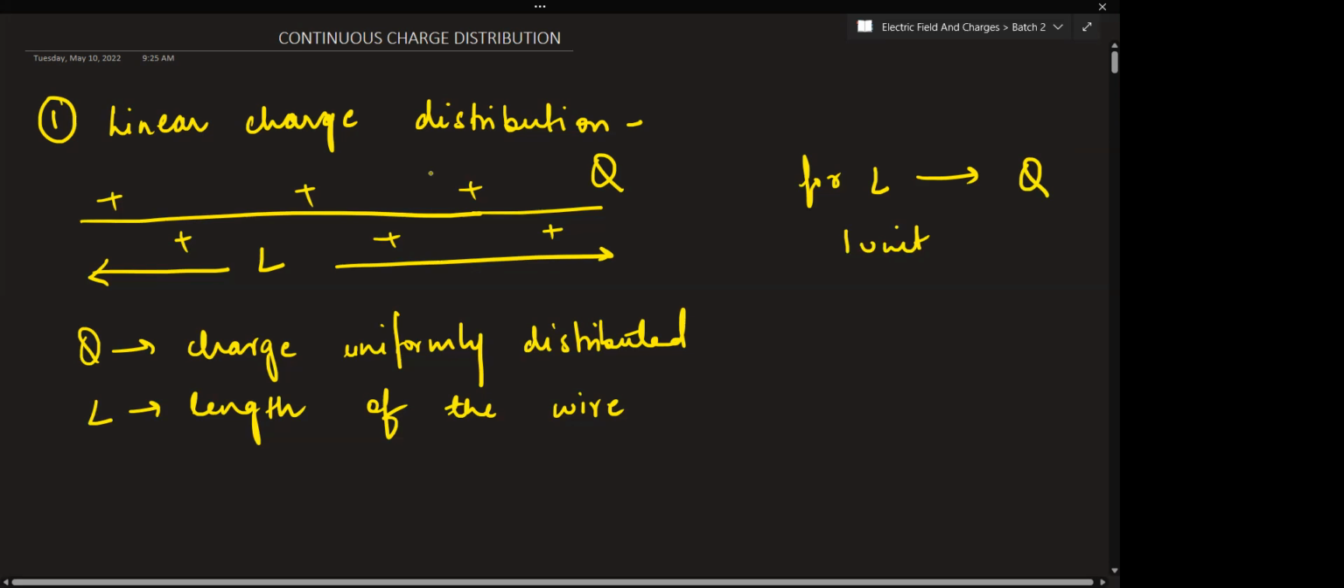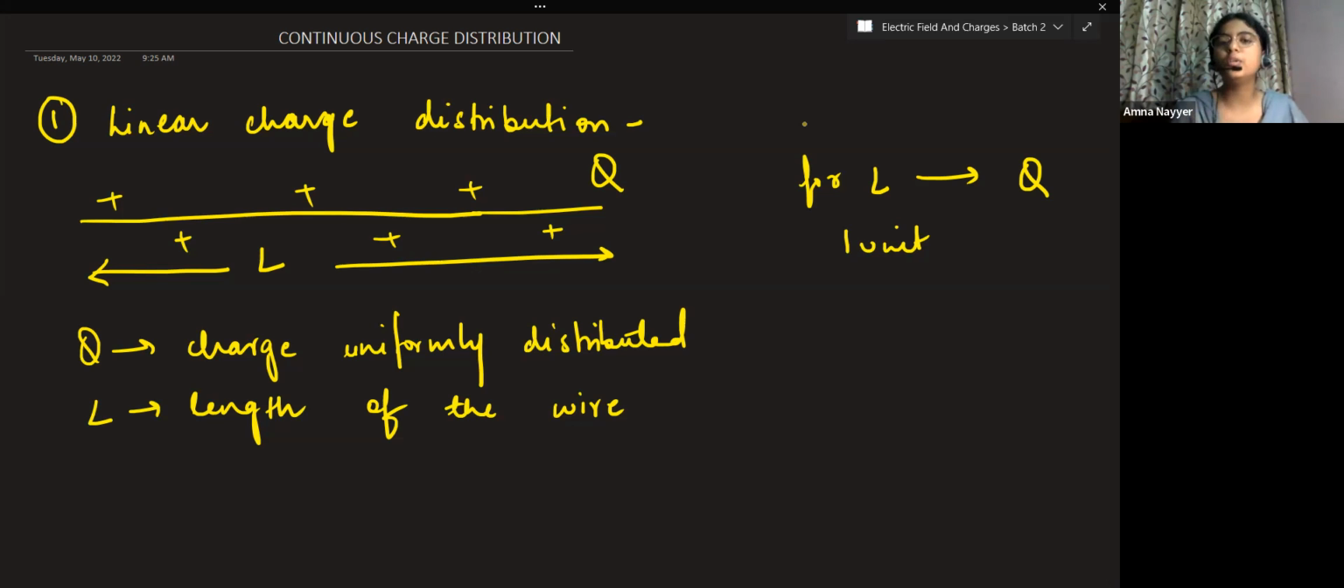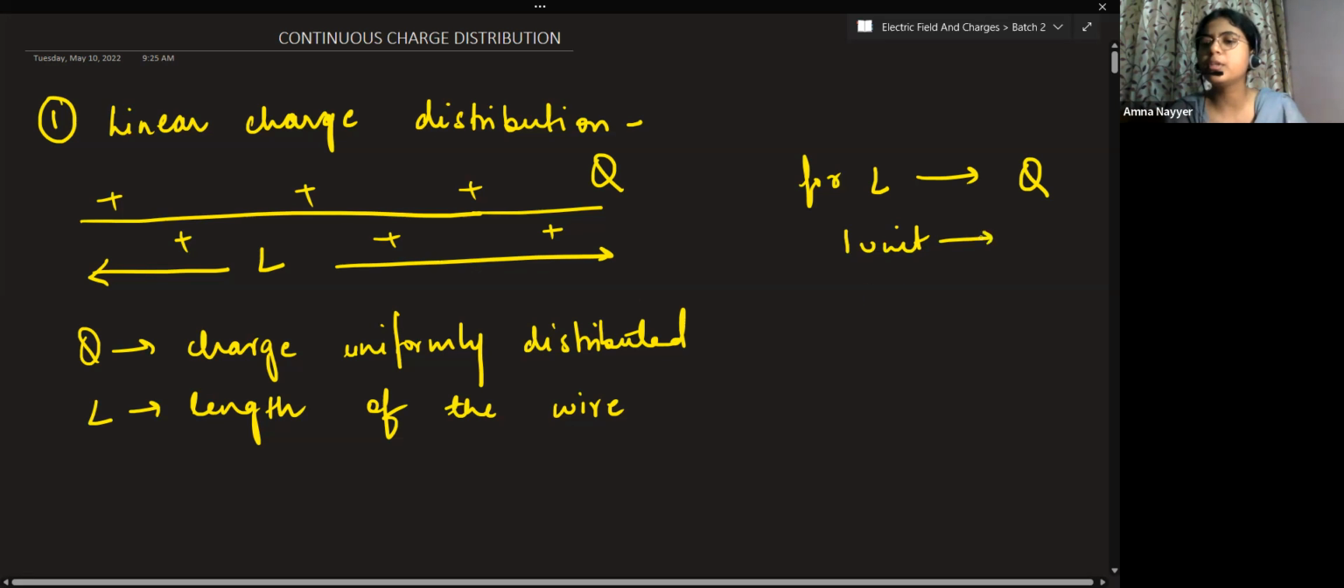Q by L. It will be Q by L. For L length of wire, you have Q charge. So for a single wire, single unit, what do you have? You will be using the simple unitary method. Unitary method includes what? Charge divided by length.